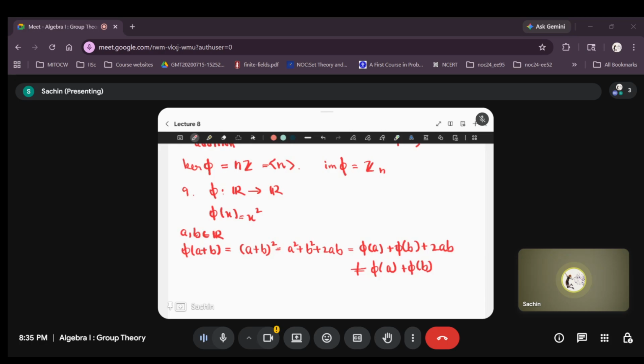Next, we'll look at some properties of homomorphism. So I only prepared up to this part. Next part I will do, and if I skip something, I will cover it in next week's lecture.